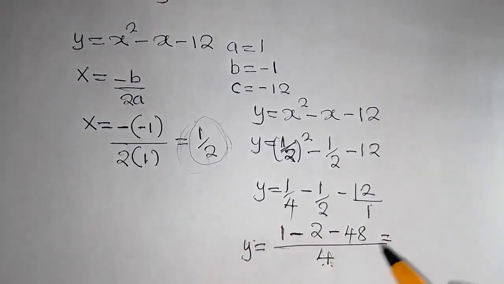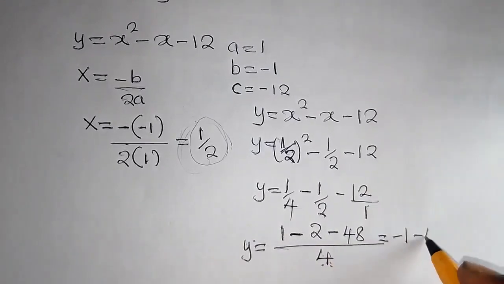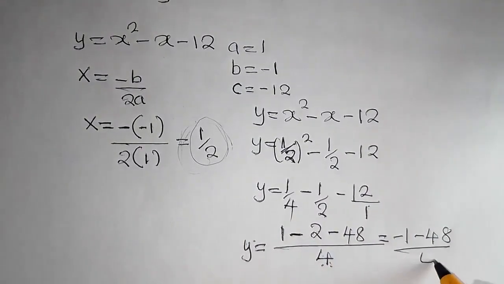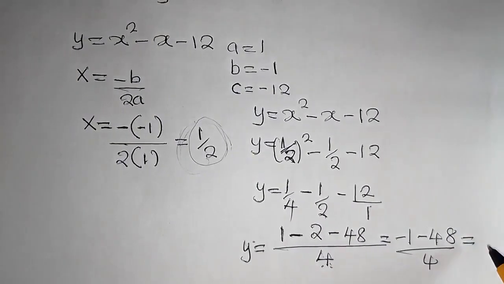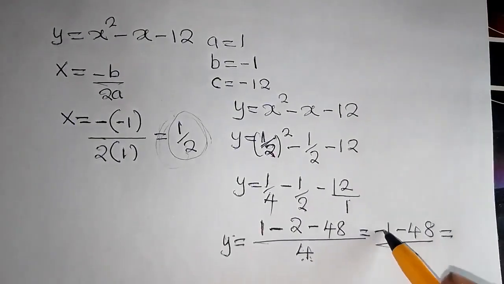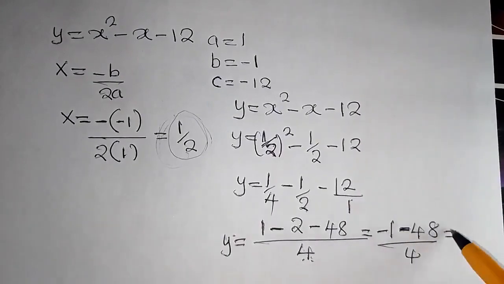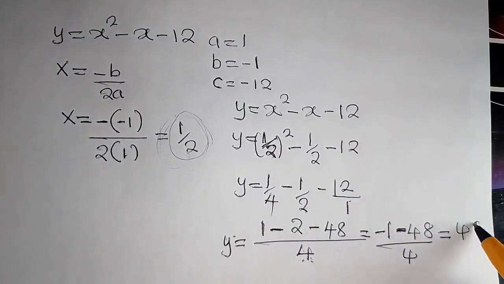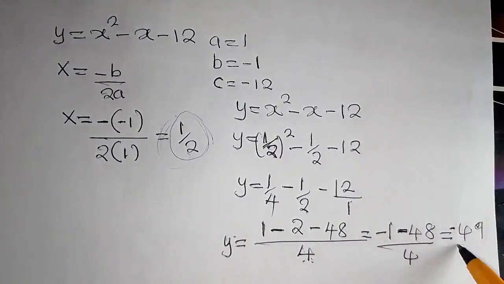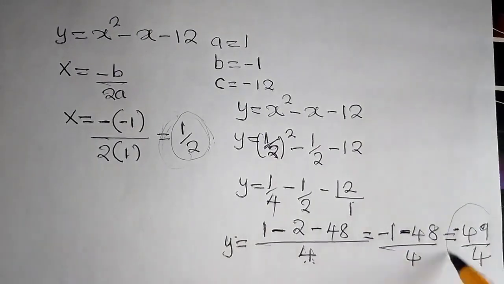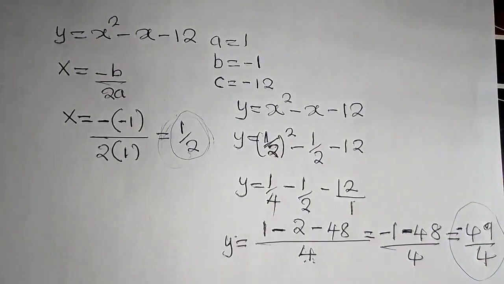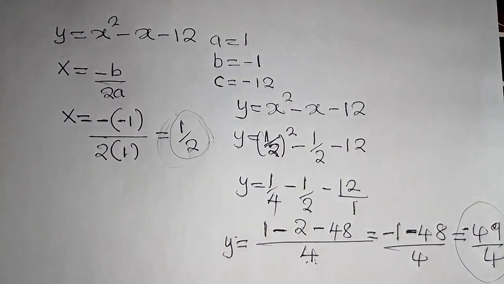What is 1 minus 2? It is negative 1 minus 48, over 4. Which is equal to? Negative 1 minus 48, same signs you add, so we add to get 49. Then we maintain the sign negative, over 4. This is the value of y: negative 49 over 4.